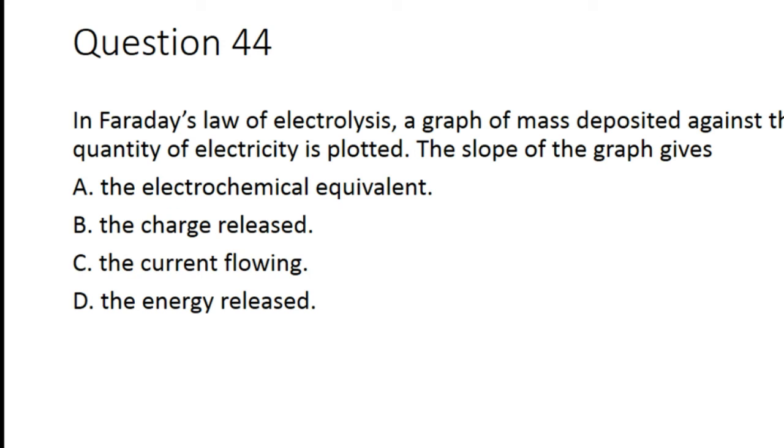44. In Faraday's law of electrolysis, a graph of mass deposited against quantity of electricity is plotted. The slope of the graph gives A. The electrochemical equivalent, B. The charge released, C. The current flowing, D. The energy released. The correct option is option A. The slope of the graph gives the electrochemical equivalent.